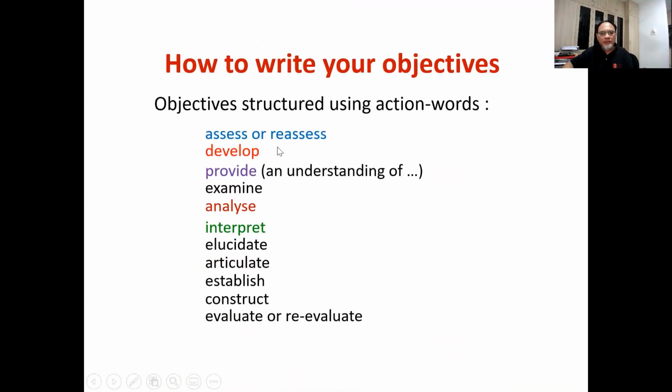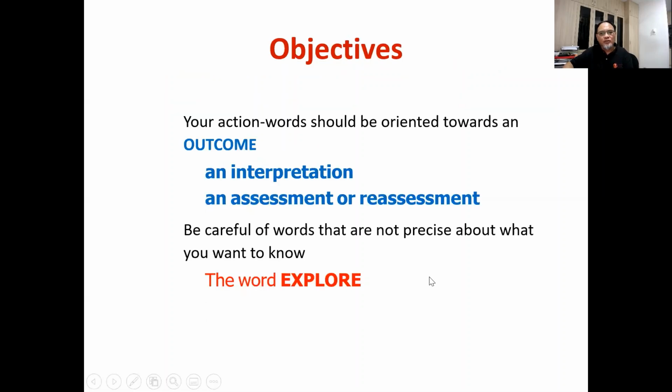So how do you write your objectives? Objectives are structured using action words: to assess, to develop, to provide, to examine, to analyze, to interpret, to articulate, to establish, to construct, and other things. Okay, it's not exhaustive. So your action words should be oriented towards an outcome, an interpretation, an assessment or reassessment. Be careful of words that are not precise about what you want to know. The word explore. Explore is too big to explore.